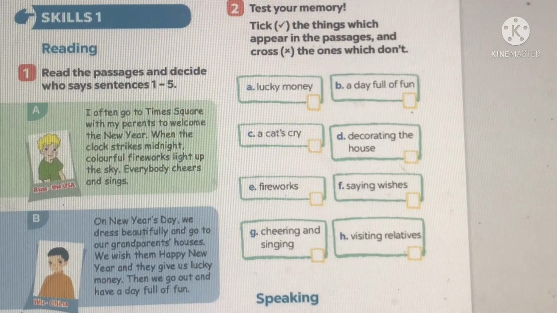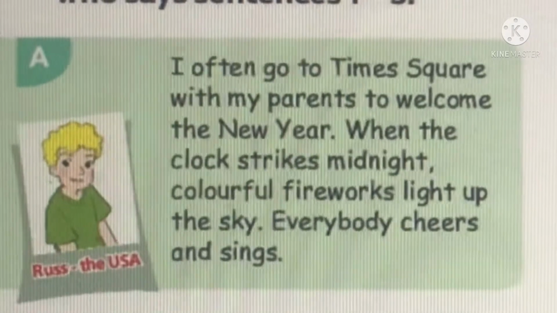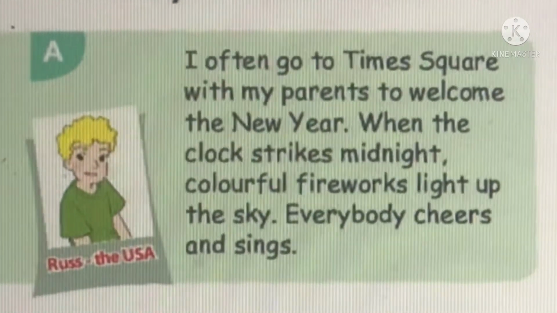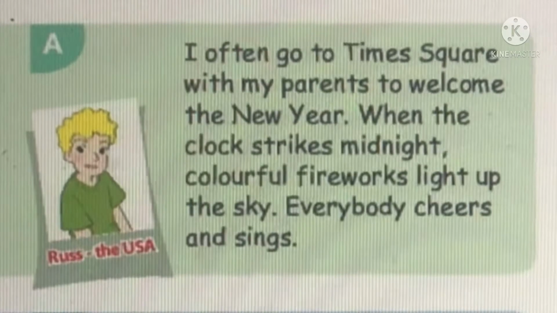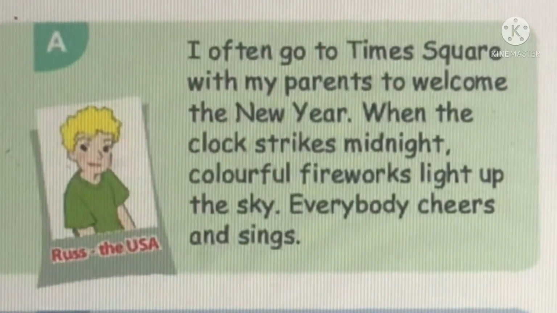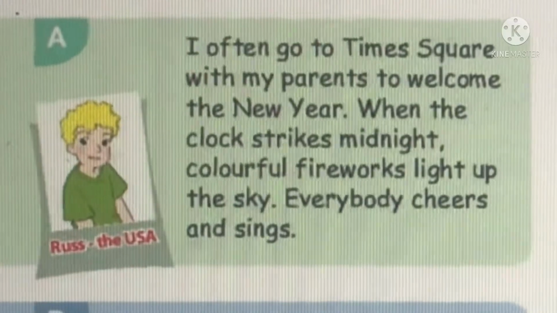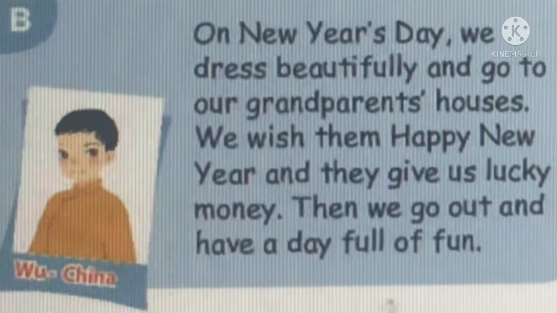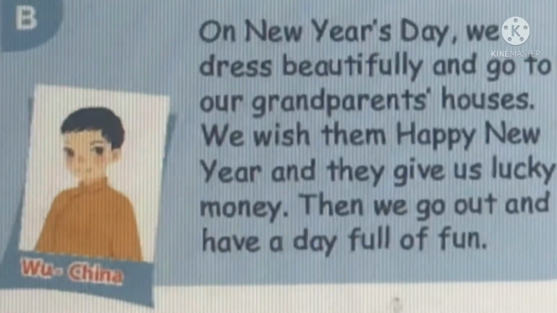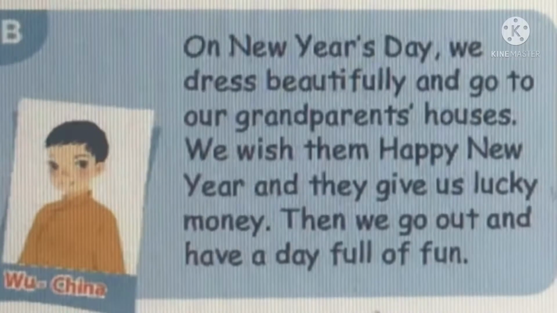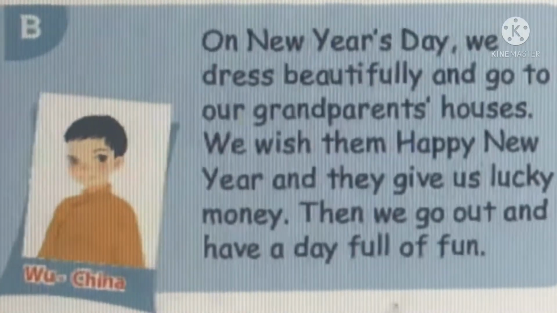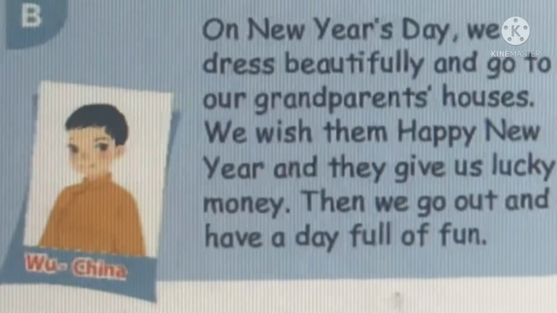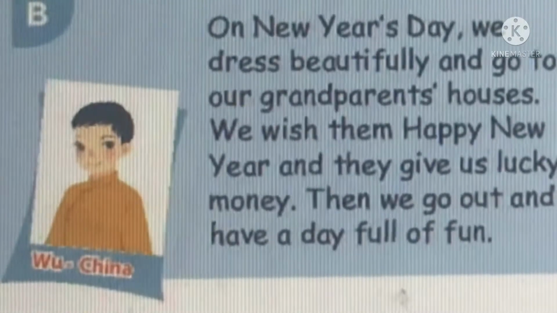With exercise 1, read the passages and decide who says sentences 1 to 5. This is Rush from the USA. I often go to Times Square with my parents to welcome the new year. When the clock strikes midnight, colorful fireworks light up the sky. Everybody cheers and sings. This is Wu from China. On New Year's Day, we dress beautifully and go to our grandparents' houses. We wish them Happy New Year and they give us lucky money. Then we go out and have a day full of fun.